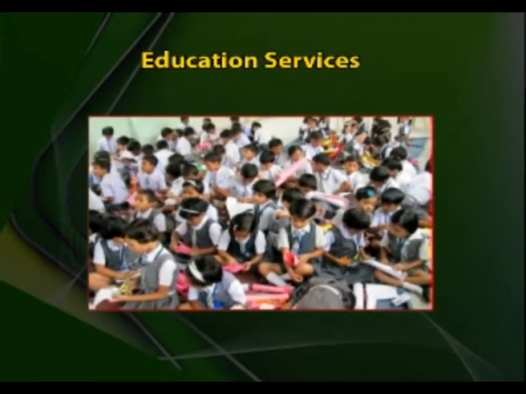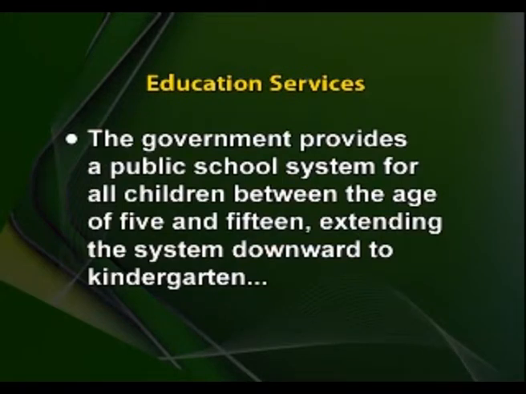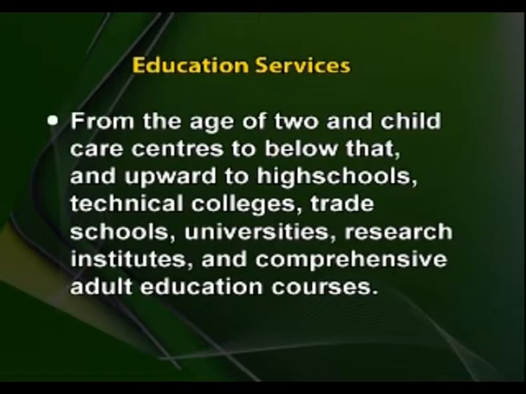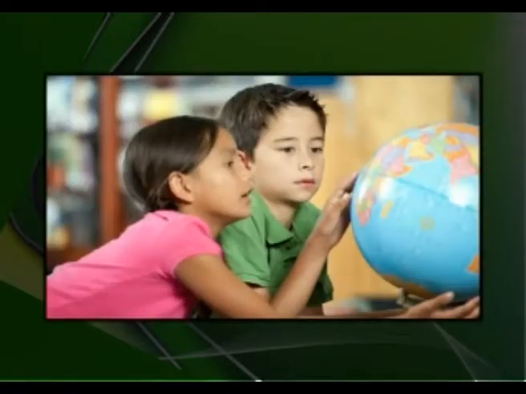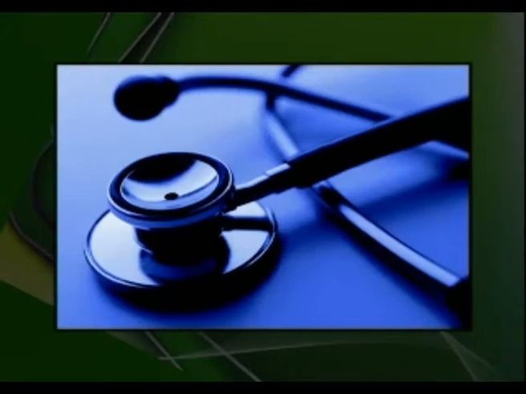Education services. The government provides a public school system for all children between the ages of 5 and 15, extending the system downward to kindergarten from the age of 2 and child care centers below that, and upward to high schools, technical colleges, trade schools, universities, research institutes, and comprehensive adult education courses. So, these are the two important areas, education and health.